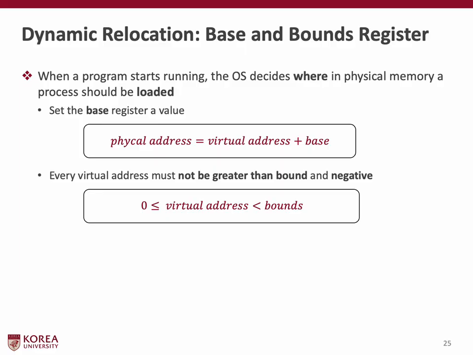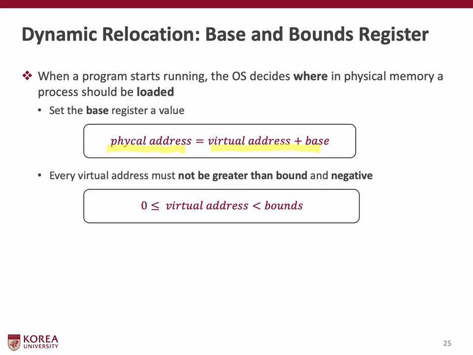When the program starts running, the OS decides where in physical memory to load it, and then sets the base register accordingly. So whenever the program generates a virtual address, the MMU adds the base value to get the actual physical address. At this point, you can consider the physical address value is equal to the sum of virtual address and base address. And at the same time, the MMU checks whether the address is valid using the bounds register.